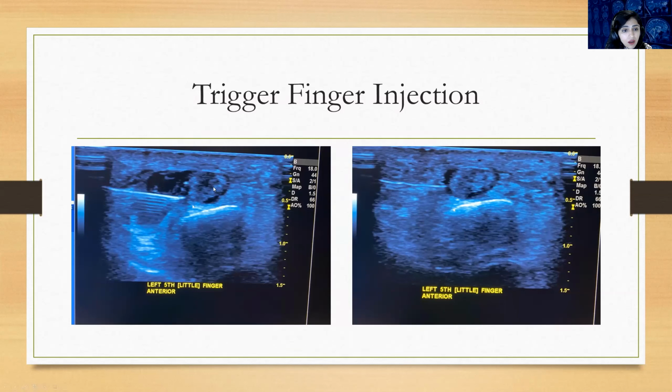So, trigger finger injection again. We'll start with this one. This is our flexor tendon, and this is the tenosynovitis around the flexor tendon. So our needle is going into that area. Again, that needle should be in the tenosynovitis area, not into the tendon. It's along the tendon, along the synovial sheath. And here the medicine is injecting along the tendon.